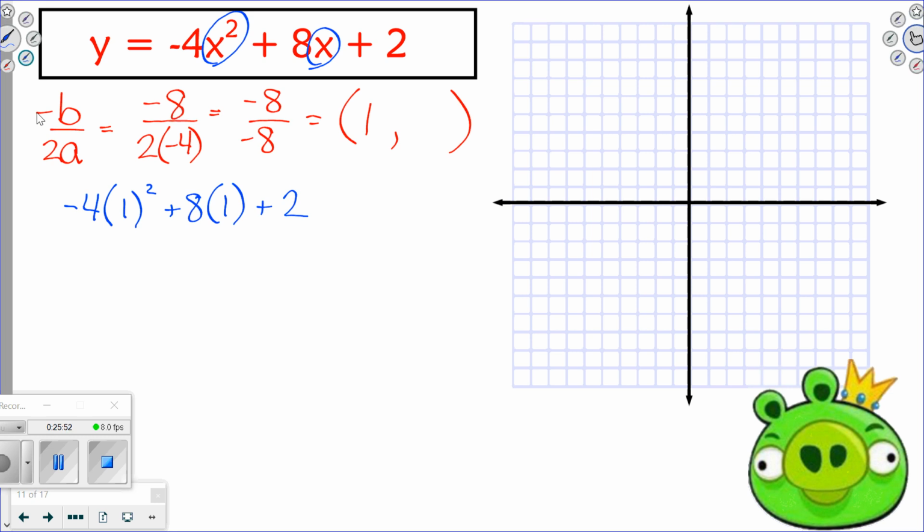So what do we get then? We get 6. Good. So again, this number I just found, this ordered pair, this is my vertex. So I'm going to plot the vertex, which is over 1 up 6.